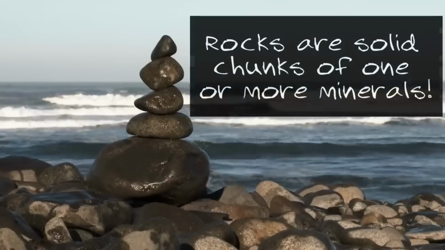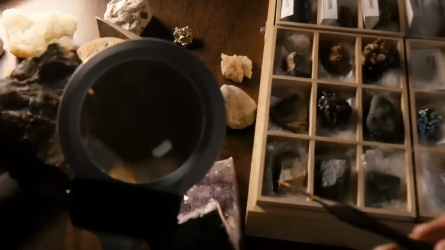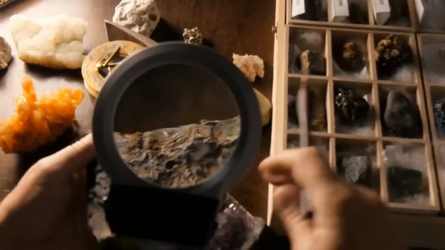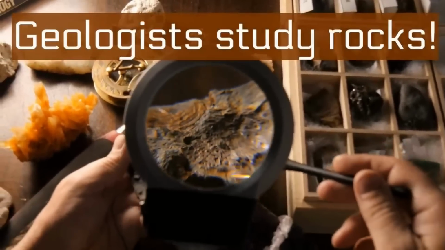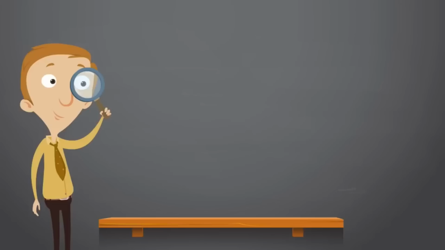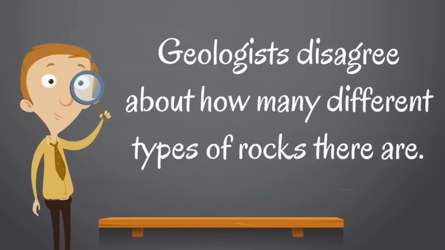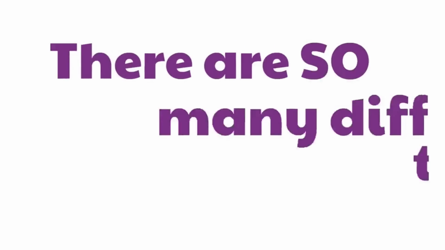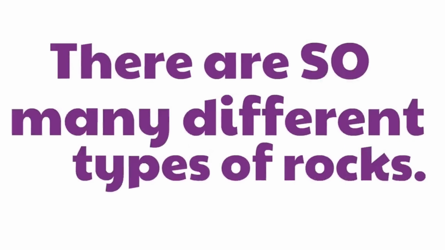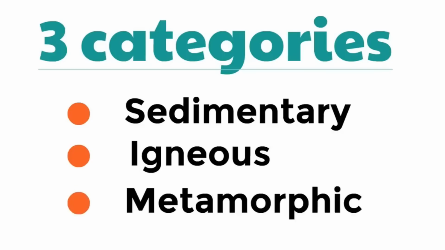So, rocks are solid chunks of one or more minerals, and they are super fun to learn about. That's why geologists are so cool. Geologists are rock experts. They study rocks as their job. Geologists disagree about how many different types of rocks there are, but we can all agree on this: there are so many different types of rocks. To make things more simple, rocks are put into three categories, three major types of rock: sedimentary, igneous, and metamorphic.